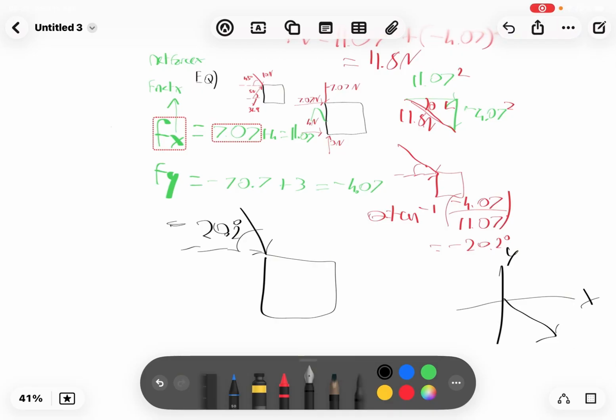It's kind of the same thing here. If you want, you can put the negative in an exam. I'm not really sure if that counts. However, yeah, that's everything about the forces.